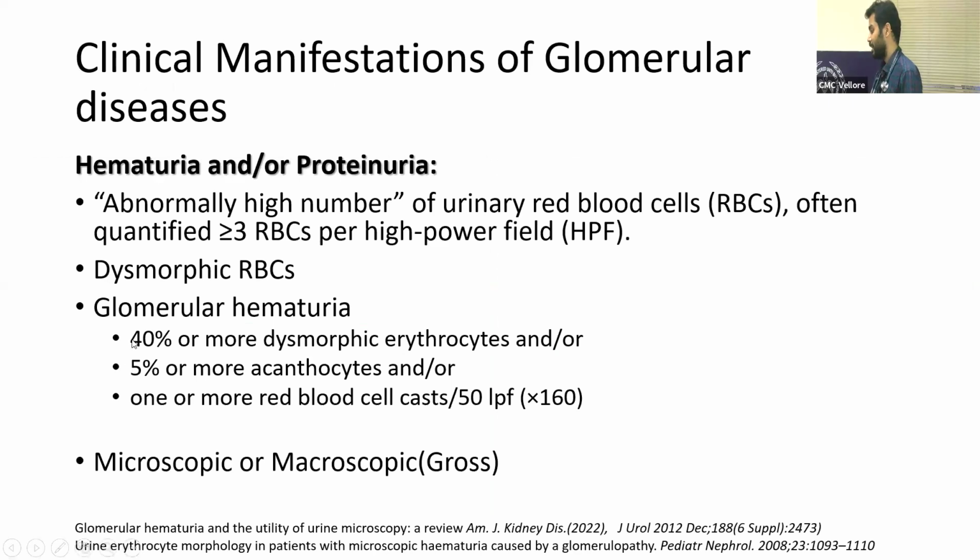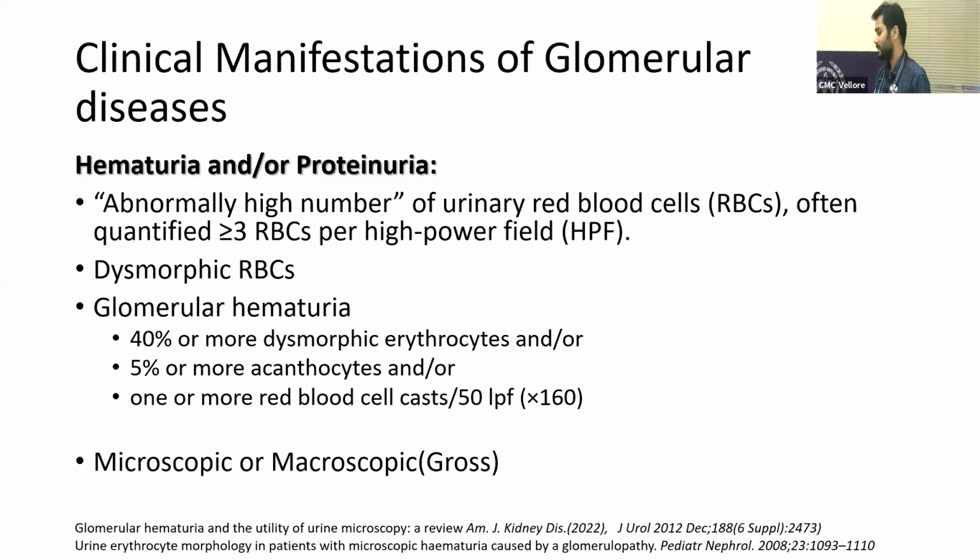So what is the criteria proposed to consider it as a glomerular hematuria? One is the number of dysmorphic RBCs. It should be more than 40% at least. Then presence of 5% or more acanthocytes. Acanthocytes are a type of dysmorphic RBC with a round, blob-like appearance. I will show you next. Next, presence of at least one RBC cast is considered as a glomerular hematuria. So either one should be there. But this is also not a strict criteria. Based on different studies, we are considering this as a glomerular hematuria.